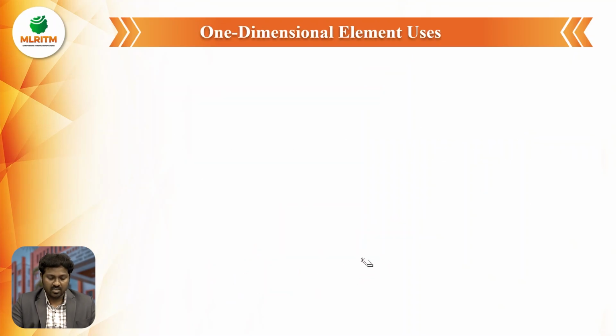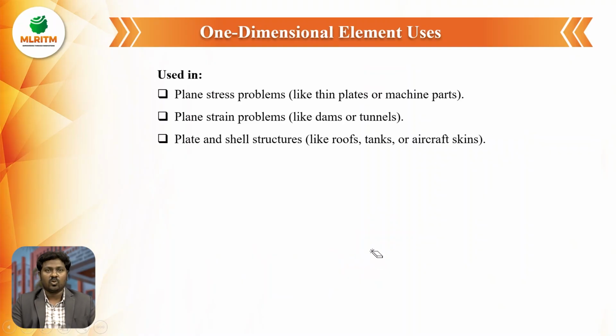So next one is usage. What is the usage for one dimensional elements? We have stress problems like thin plates and mesh plates, which are made using one dimensional elements, and plane strain problems like dams and tunnels, and plate shell structures like shell structures, roofs and trusses, and aircraft and tanks. These are the usages. For trusses, strains and shell structures we can use the one dimensional elements only.